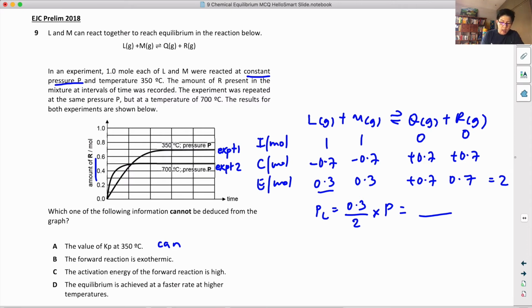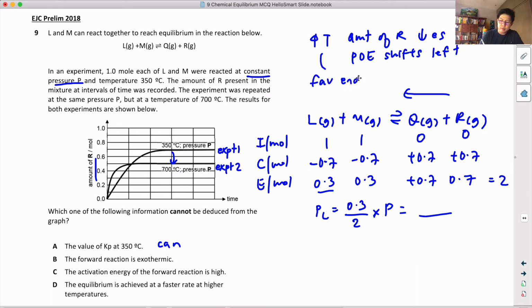So let's see. When you increase temperature from 350 to 700, the percentage or the amount of R actually decreases. So if R decreases, it means the position of equilibrium shifts left. That's why the R dropped. See that? So increased temperature will favor endo. So going backwards is endo, forward is exo. So the forward reaction is exothermic. Yes, you can actually determine.